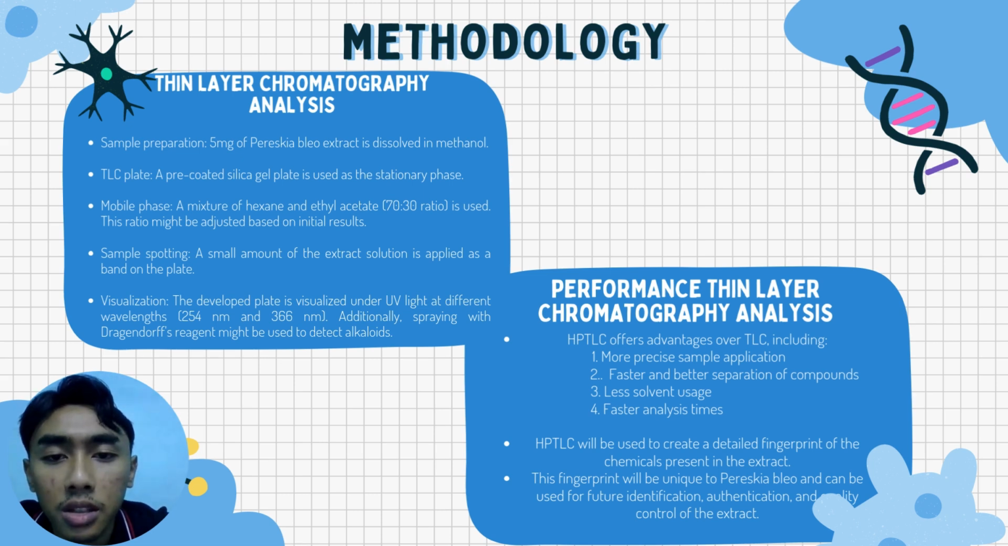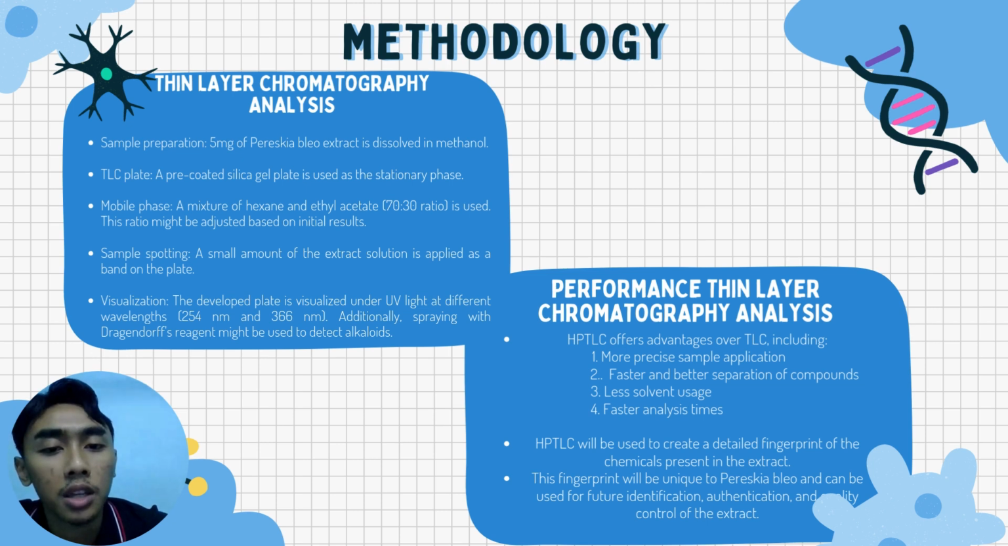The extract is dissolved in methanol, and a pre-coated silica gel TLC plate is used as the stationary phase, with a mobile phase which is a mixture of hexane and ethyl acetate. We will use a 70 to 30 ratio, which might be adjusted based on initial results. For sample spotting, a small amount of the extract solution is applied as a band on the plate. For visualization, the developed plate is visualized under UV light at different wavelengths, which we have learned in applied organic chemistry.